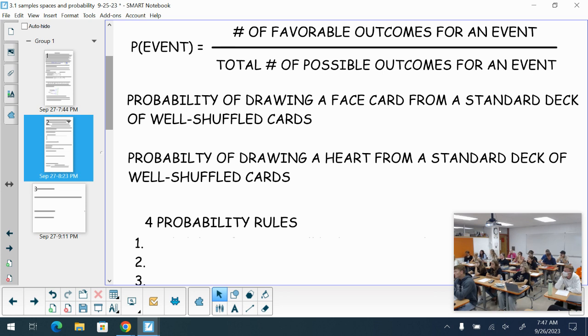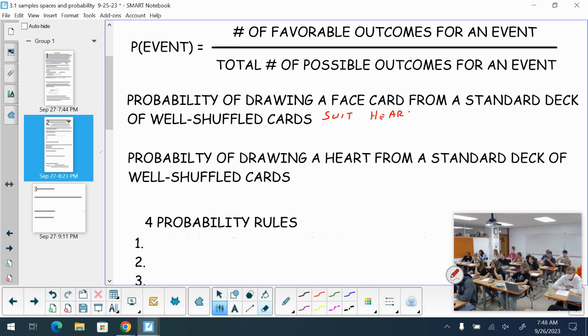We have suits. We have 4 suits. What are the 4 suits? Hearts, diamonds, clubs, and spades. There we go. We have hearts, diamonds, clubs, and spades.